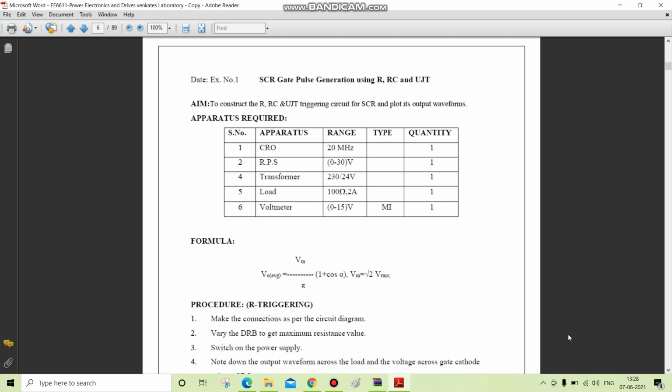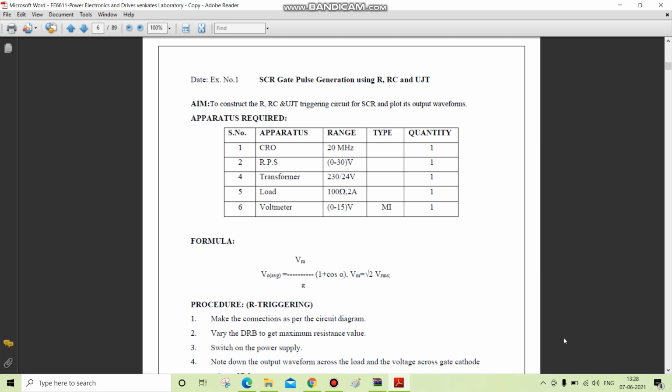Good morning. Now we are going to discuss the lab EE8661 Power Electronics and Drives Laboratory. The name of the experiment is SCR gate pulse generation using R, RC and UJT. The aim of the experiment is to construct the R, RC and UJT triggering circuit for SCR and to plot its output waveforms. The apparatus required are CRO, RPS, transformer, load and voltmeter.